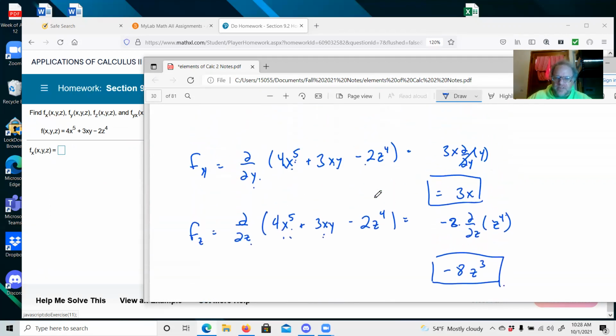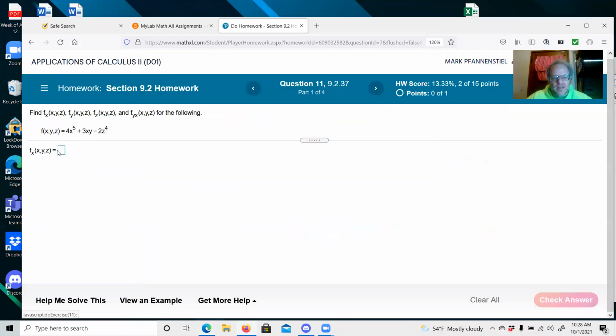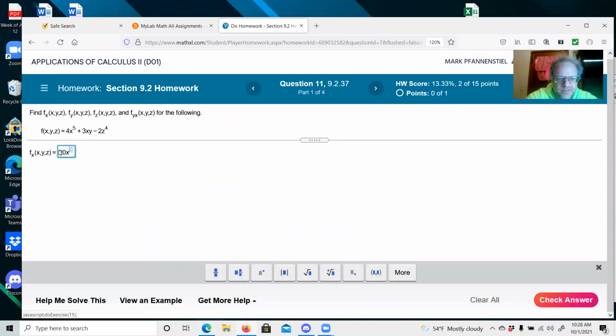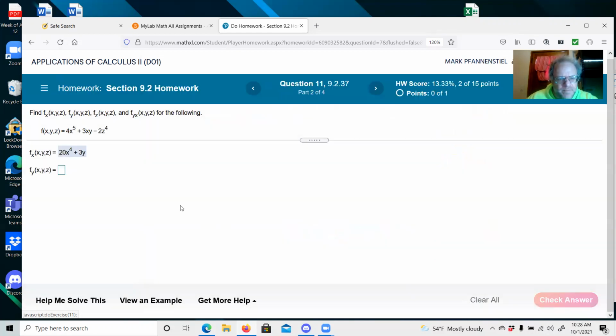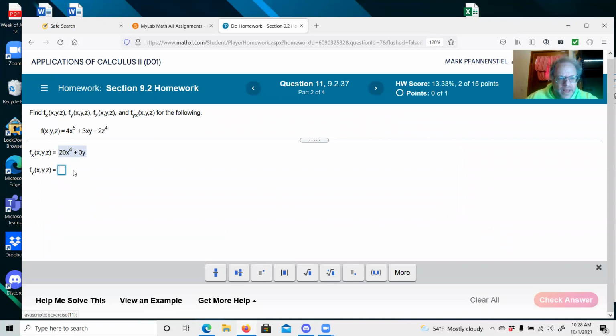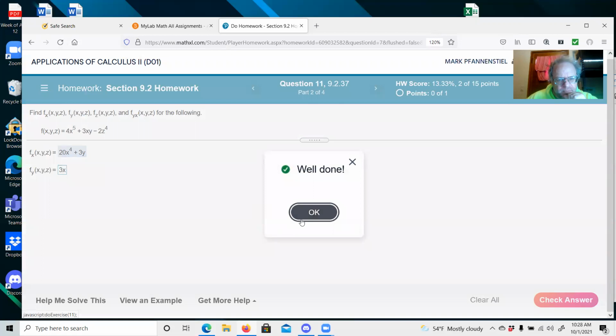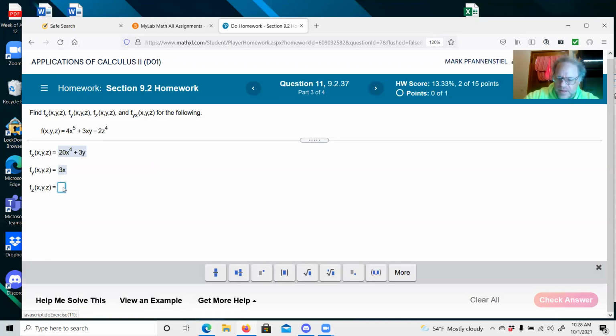All right, so let's write these guys down. This takes longer than the problem sometimes. With x, 20x to the 4th plus 3y. With y, that one was a 0 for... with y, it was just going to be 3x there, because none of the other terms had a y in them. With z, it was negative 8z to the 3.